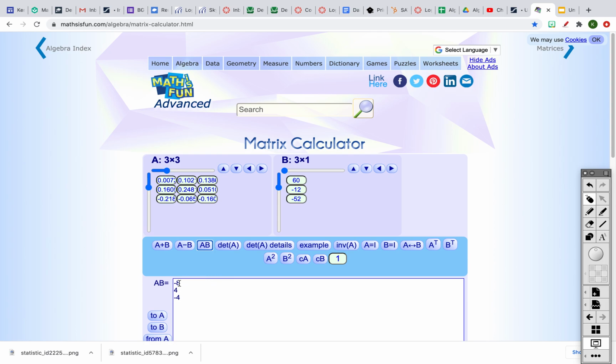These are our values for X, Y, and Z. So the one point at which all three of these equations are equal to one another is the location -8, 4, -4. So X is -8, Y is 4, Z is -4.